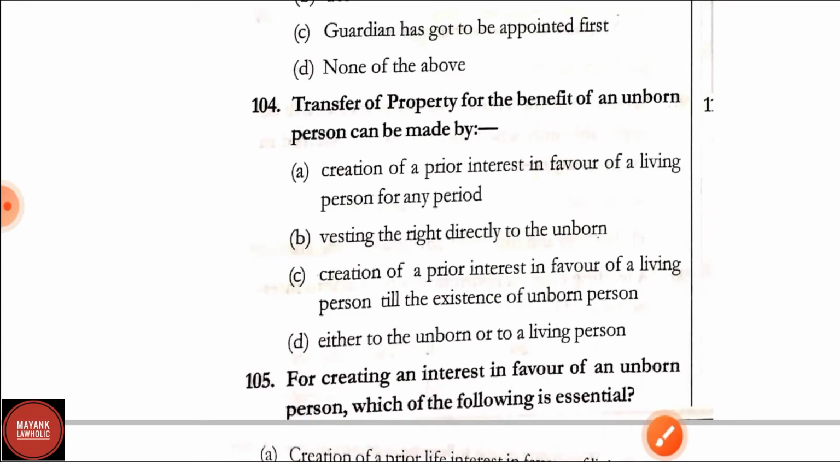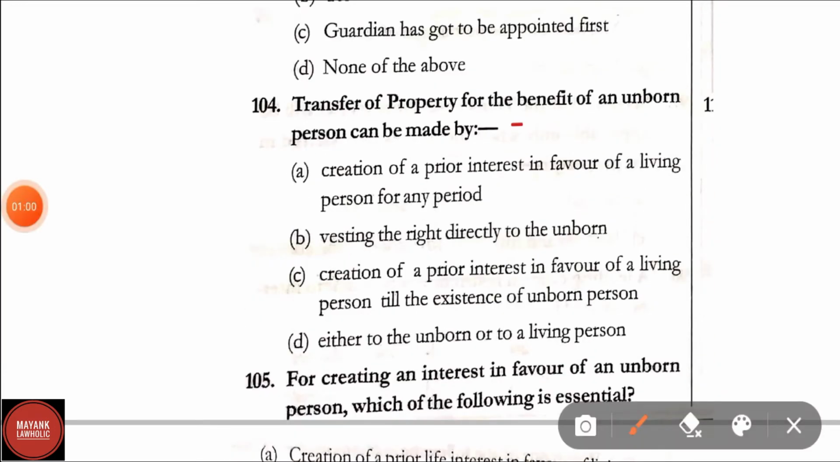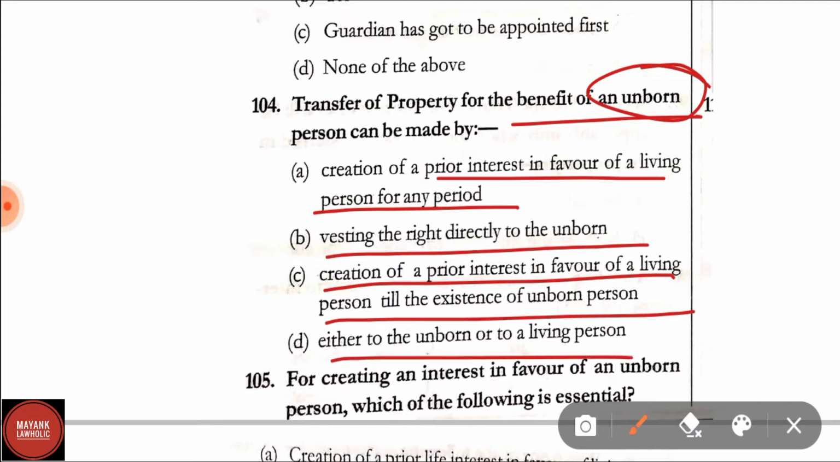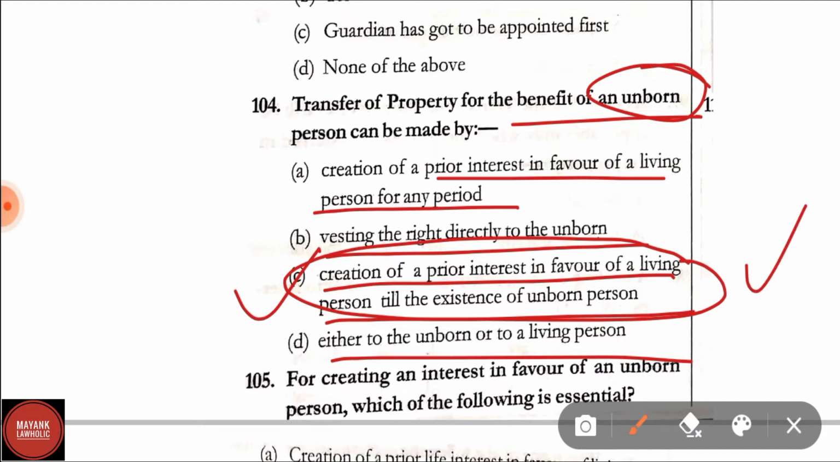Question number 104. Transfer of property for the benefit of an unborn person can be made by creation of a prior interest in favor of a living person for any period, vesting the right directly to the unborn, creating of a prior interest in favor of a living person till the existence of unborn person, either to the unborn or to a living person. Here correct answer is option C, that is creation of a prior interest in favor of a living person till the existence of unborn person.